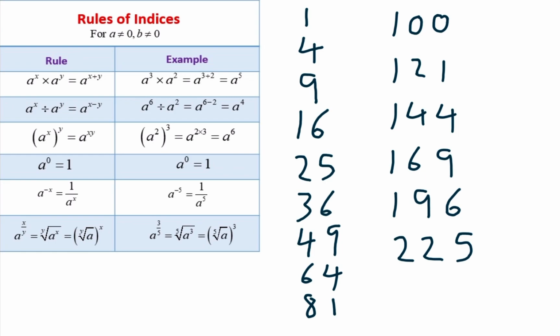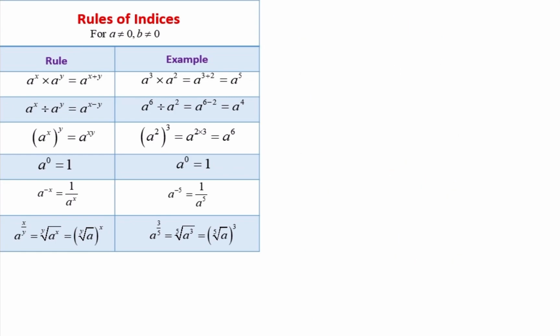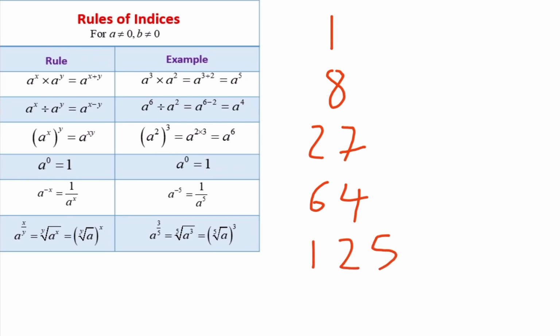So once you've got that, you need to know the first 5 cube numbers as well. So 1 times 1 times 1, which is 1. 2 times 2 times 2, be careful with this one. A lot of students write 6, it is 8. 3 times 3 times 3, which is 27. 4 times 4 times 4, which is 64. And 5 times 5 times 5, which is 125. Okay, so make sure you do the same with that. Learn these 5 as well.